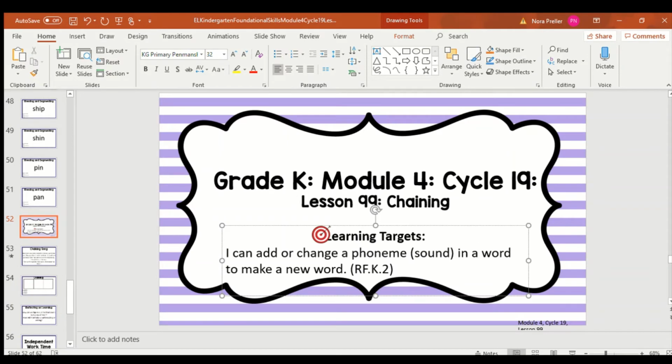So we're going to continue to work on the same target. I can add or change a phoneme in a word to make a new word. Remember, phoneme means sound. So we're going to be changing sounds to make new words. But this time, we are going to be writing instead of reading.